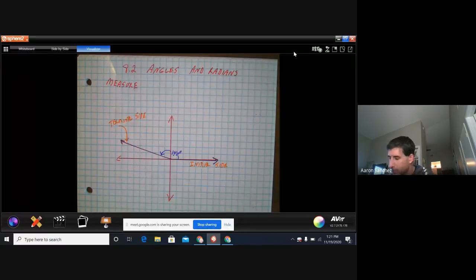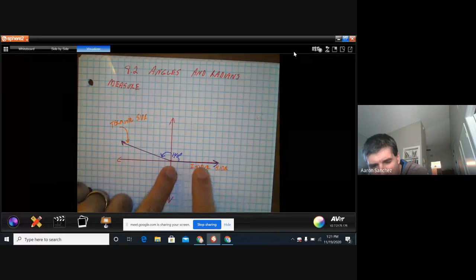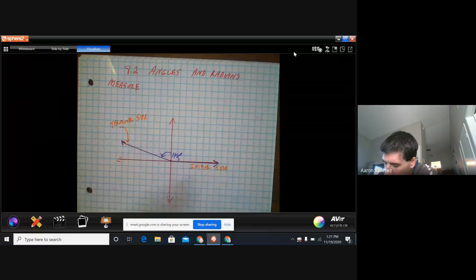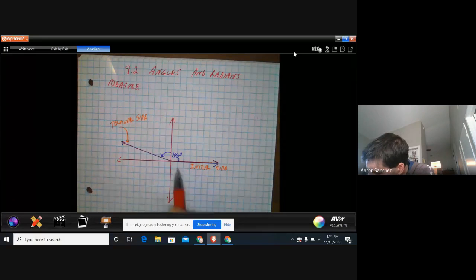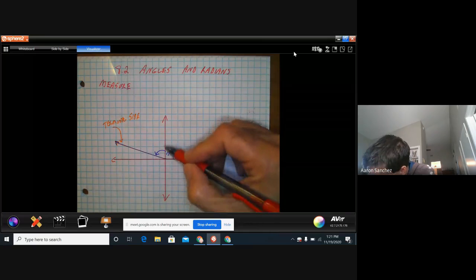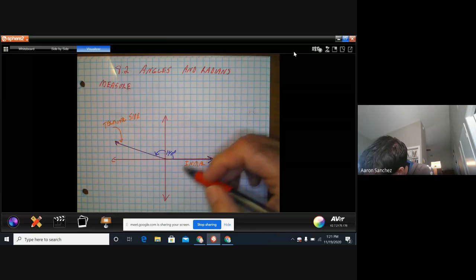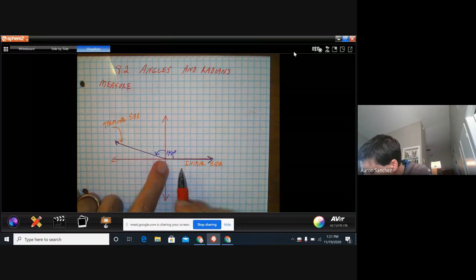So this angle starts here on what we'll call the positive x-axis, because in this direction it's positive, and in this direction it's negative. This would be the negative x-axis. This would be the positive y-axis. This would be the negative y-axis. So this is the positive x-axis right here.